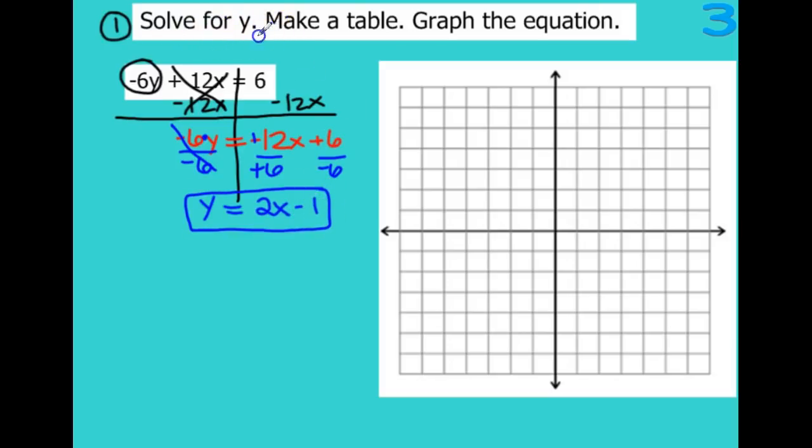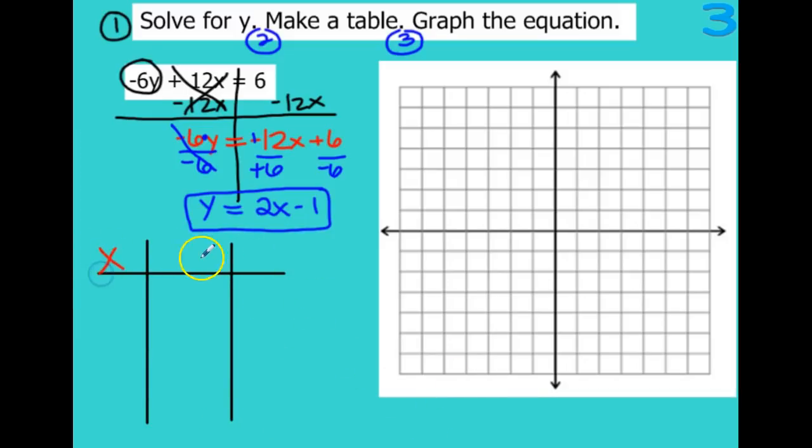So there we solve for y. Now we have to make a table, and then we'll have to graph it. So let's make our table so we can figure out what to plot. So here's my table. I'm going to plug numbers in for x, put my equation in the middle, and then get numbers out for y. x, y. So my equation goes in the middle, 2x minus 1.